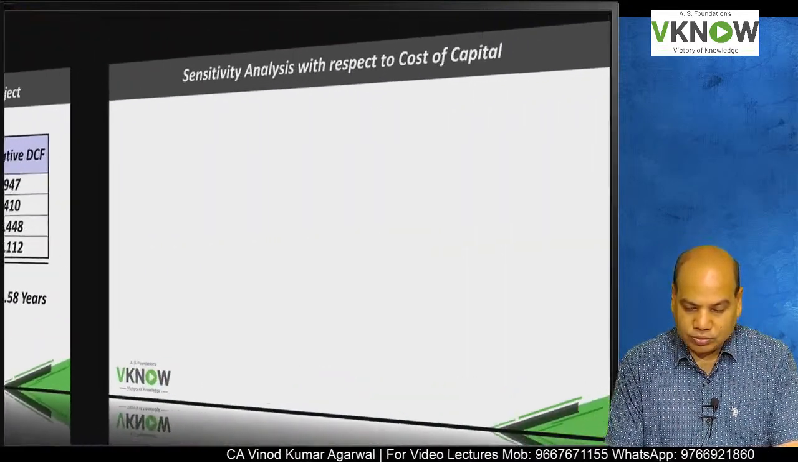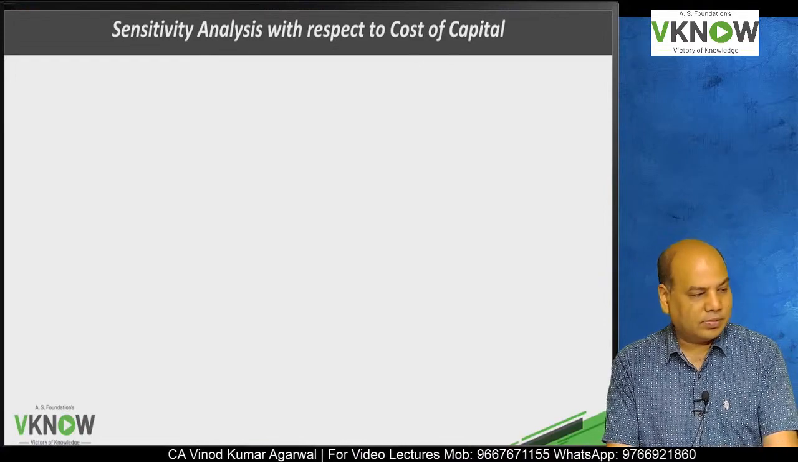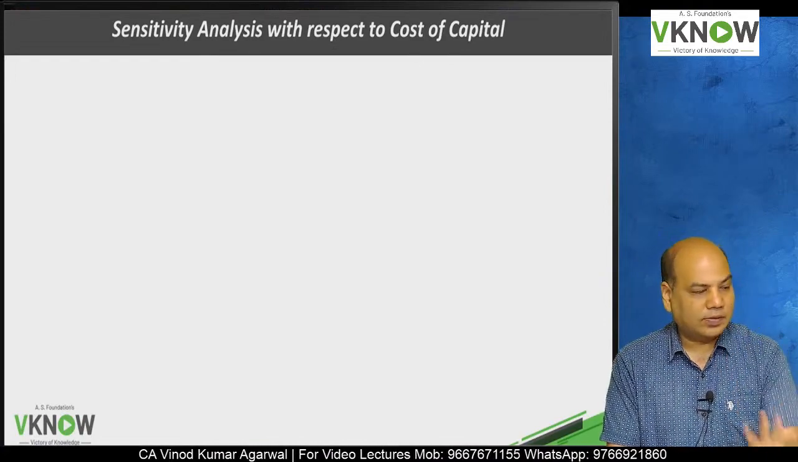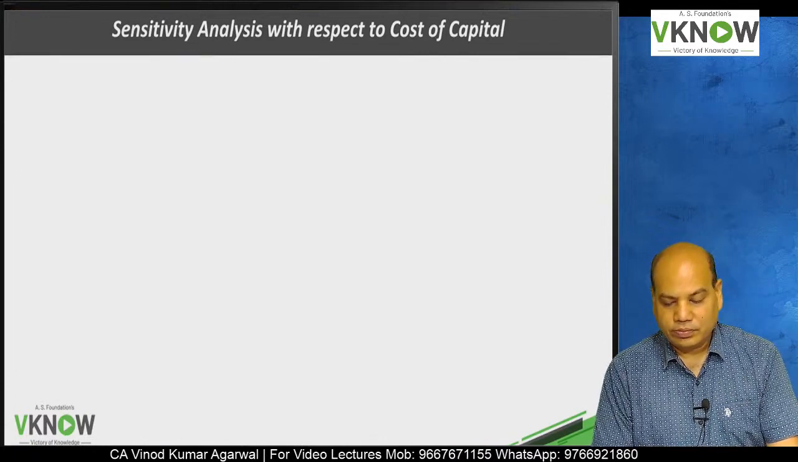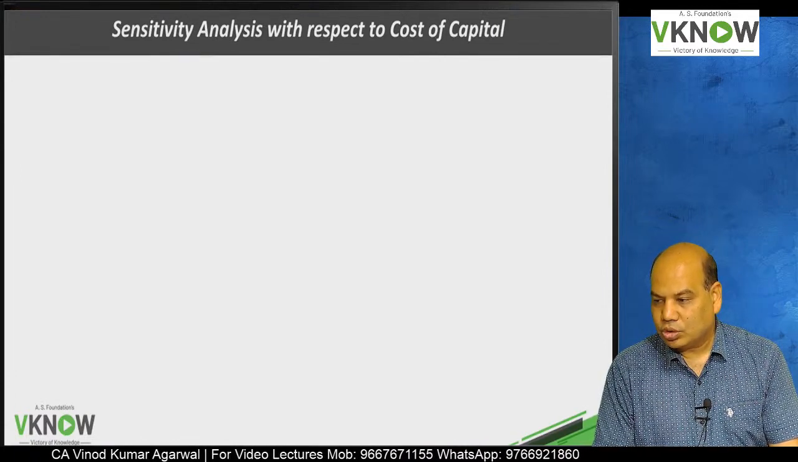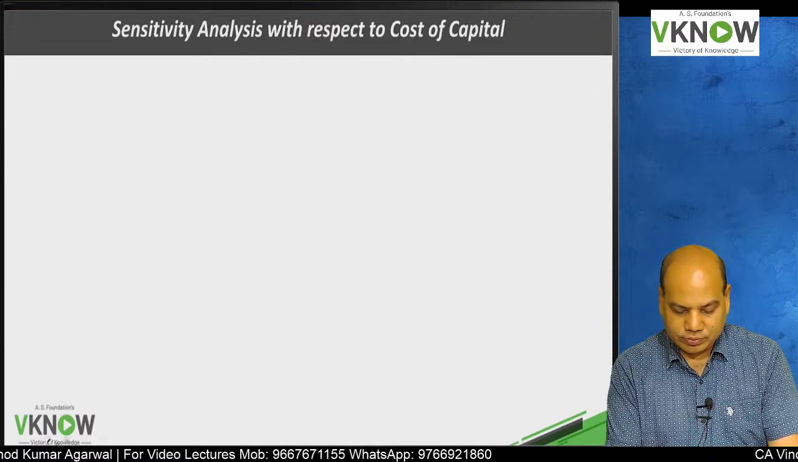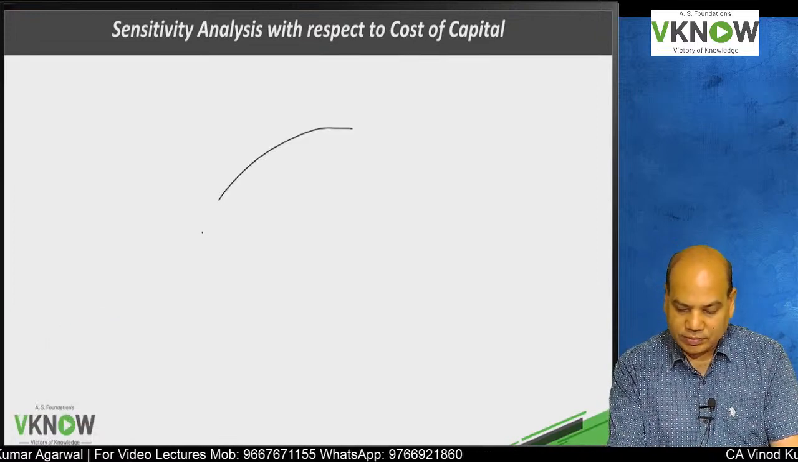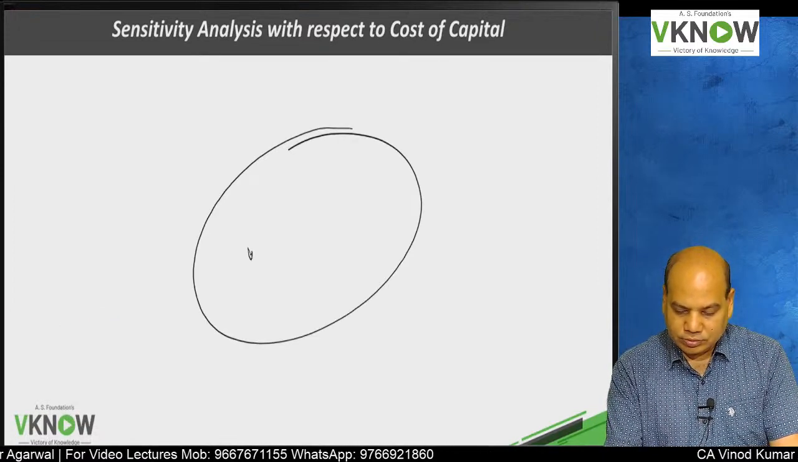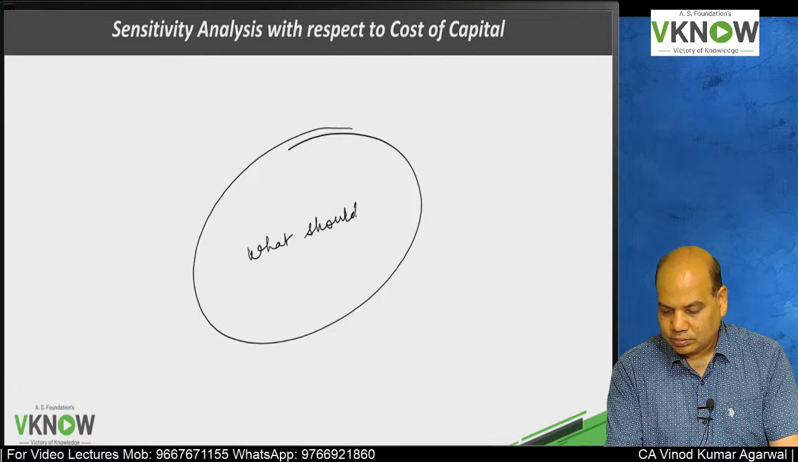Now we'll go to sensitivity analysis with respect to cost of capital. There are 4 variables, 3 we have done. Now this is the 4th one. Sensitivity analysis with respect to cost of capital. What should I compute? You have to answer.